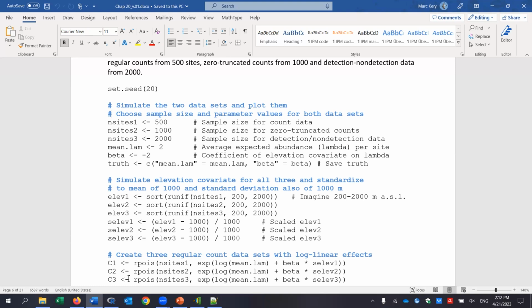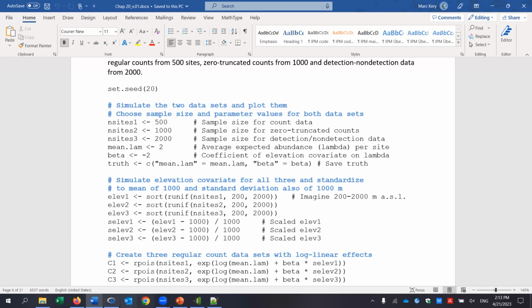In this case here, it's obvious. The counts are what I would call the most information rich data. The zero truncated counts are already a little bit less informative, because we have lost some information about the frequency of the zeros. And the detection non-detection data are quite a bit less information rich. But because collecting more information rich data is usually logistically harder, it's a very typical case that we have the largest sample sizes for the most information poor data, and the smallest sample sizes for the most information rich.